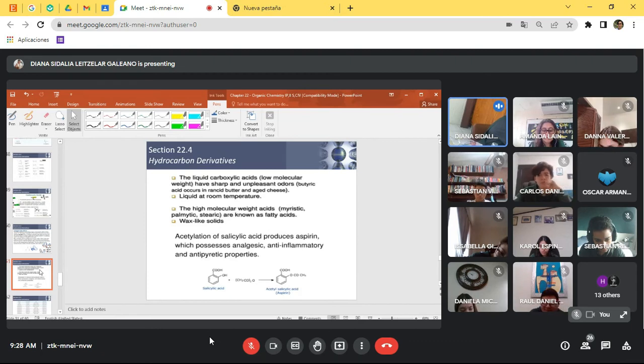They have sharp and pleasant odors. Butyric acid occurs in rancid butter, in aged cheese. They are liquid at room temperature. The high molecular weight acids, such as myristic, palmitic, stearic, are known as fatty acids. And the wax-like solids.